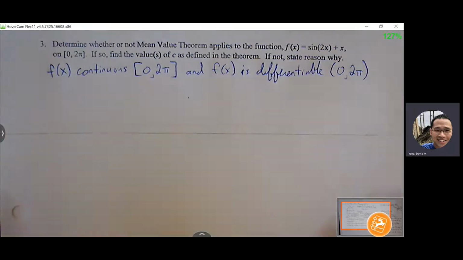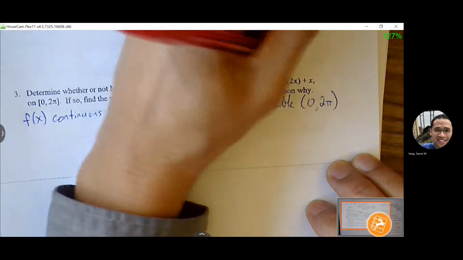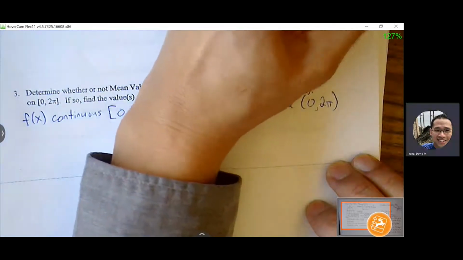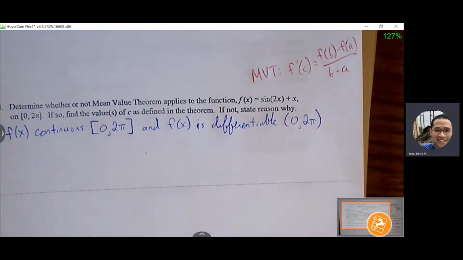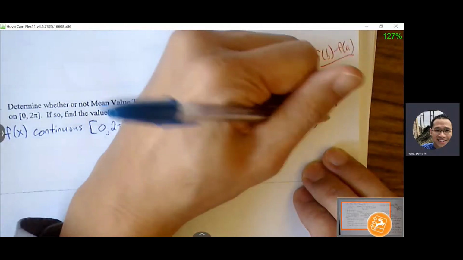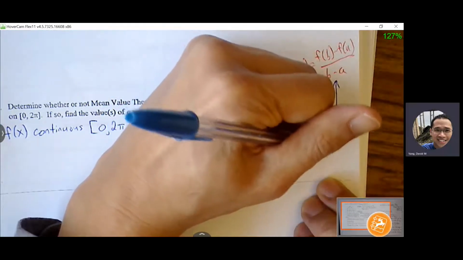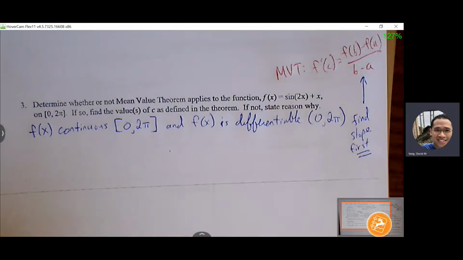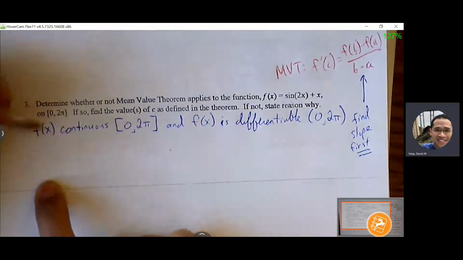Okay, so here's the mean value theorem that we're going to apply. First things first, we're going to find the slope. Find slope first. So no derivative. We're just going to take the x value endpoints that they give us and find those y values and find the slope.